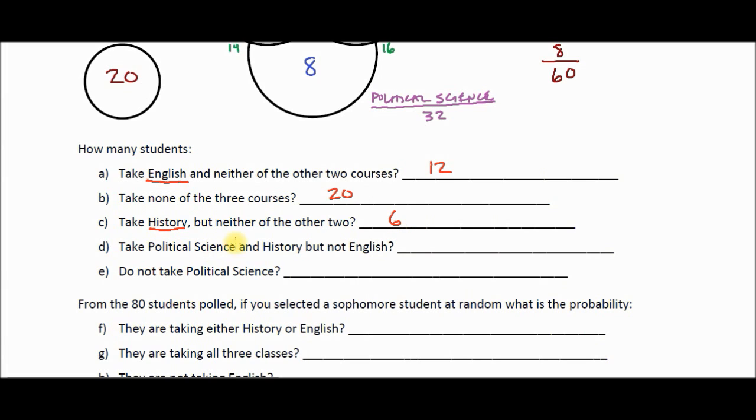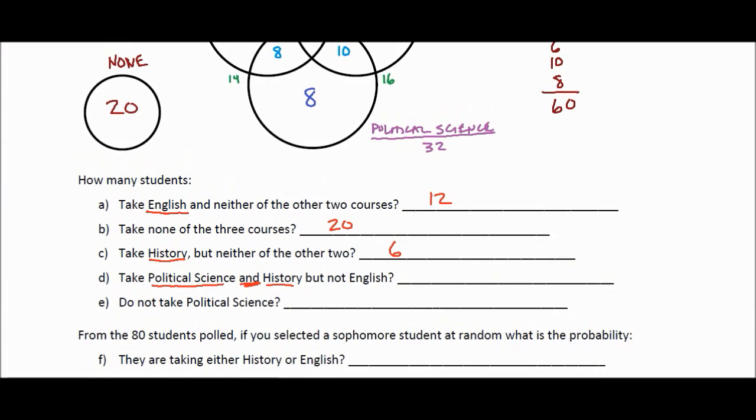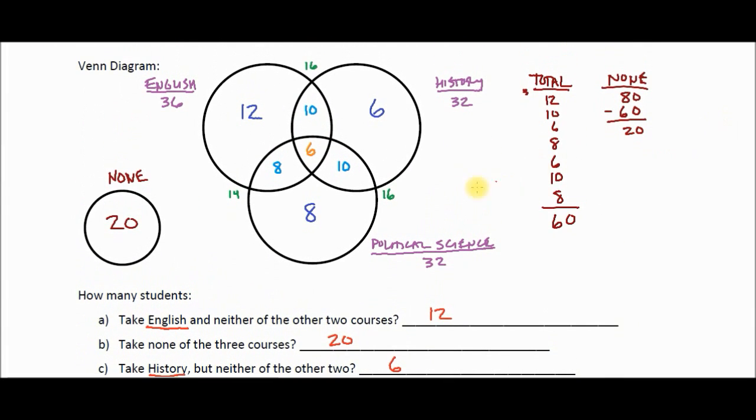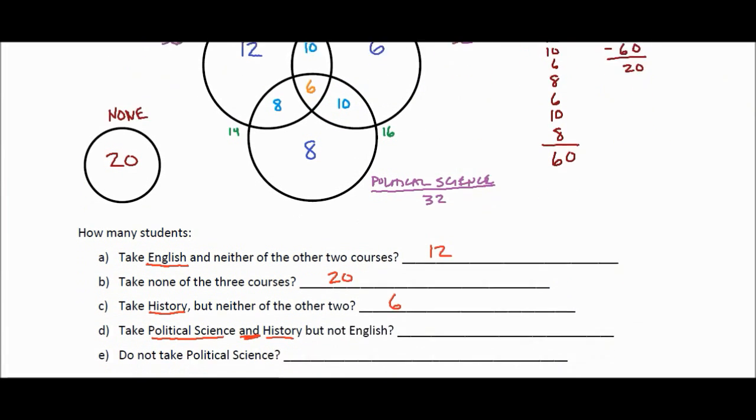Taking political science and history, but not English. All right, let's take a look at our Venn diagram. Poli-sci and history, but we don't want to have English. So look, this category right here, these are the students that are taking political science and history, but we can't count these because they're taking English as well. So this category right here tells us how many are taking political science and history. Just 10.